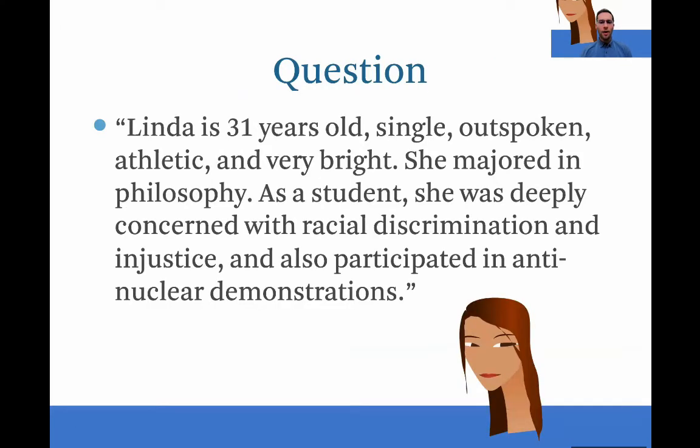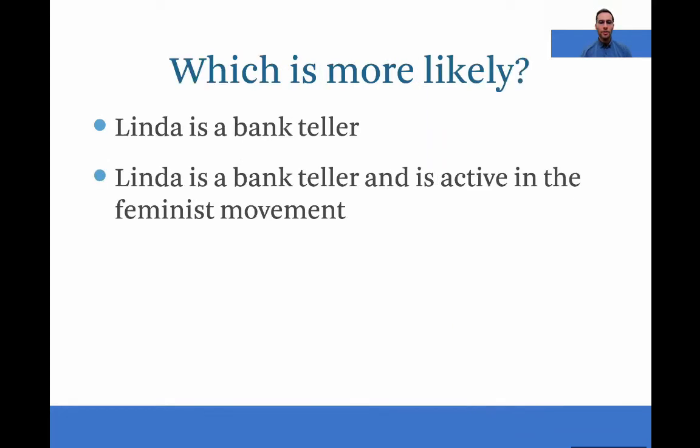Here's an example of a cognitive heuristic. We're going to do a little exercise here. So I'm going to present to you a description of a person named Linda. Linda is 31 years old, single, outspoken, athletic, and very bright. She majored in philosophy. As a student, she was deeply concerned with racial discrimination and injustice and also participated in anti-nuclear demonstrations. Given what you know about Linda, which of these two statements is more likely to be true?